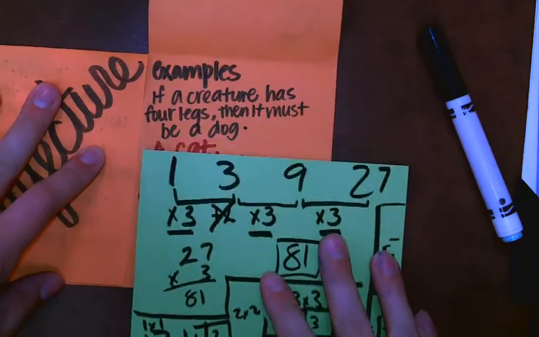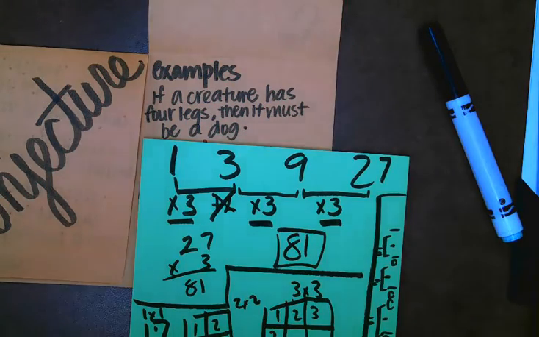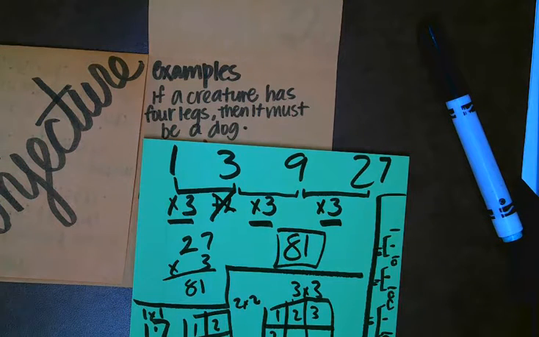So, for my first example, if a creature has 4 legs, then it must be a dog. I want you to write this down and figure out a counterexample on your own. Don't yell it out. Raise your hand when you think you know one. So a really bad counterexample would be, if a creature has 4 legs, then it's a dog, and you say, no way, my dog has 4 legs.